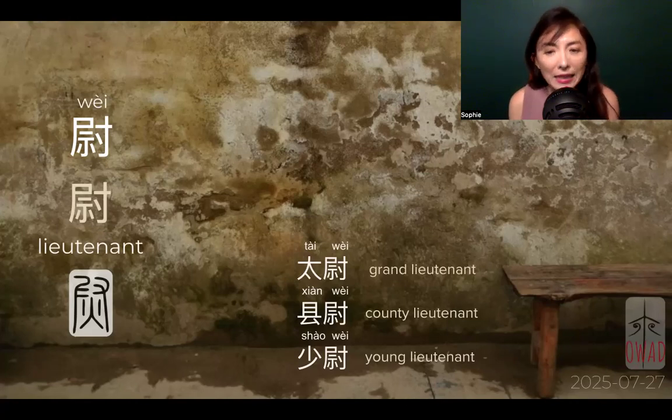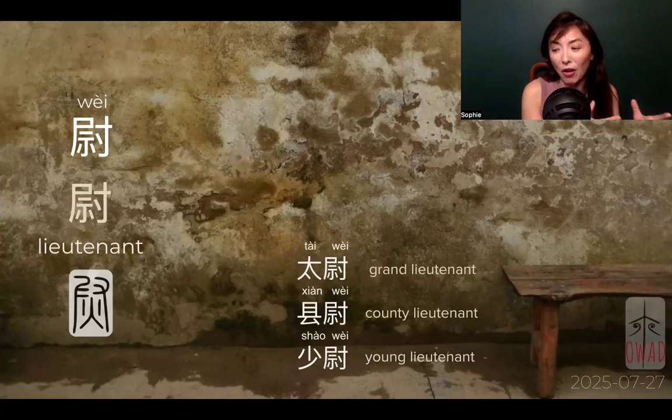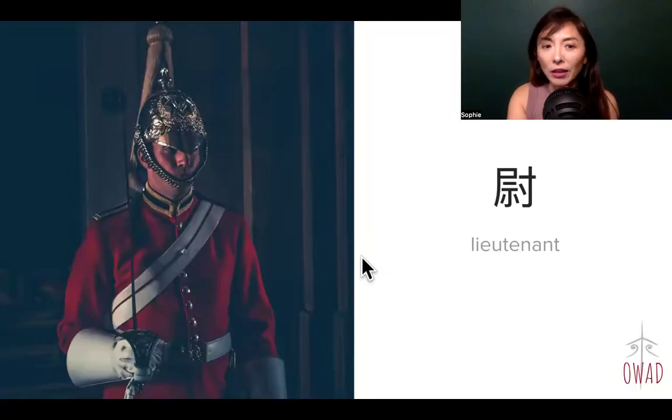Okay, 少尉, young lieutenant. That simply means it's younger in age, but also lower in rank. So in this case, actually, Chinese recognize 少 as both an age marker and a rank marker, because the longer you stay in a system, the higher rank most likely you get, and if you're young, most likely you're not going to be high ranked.